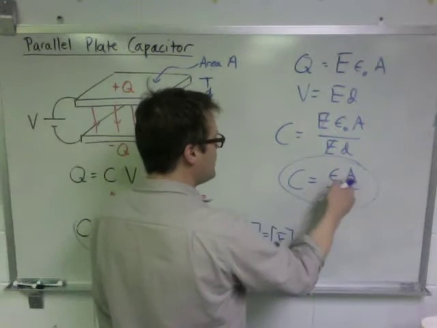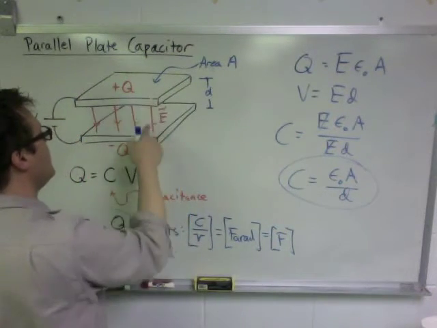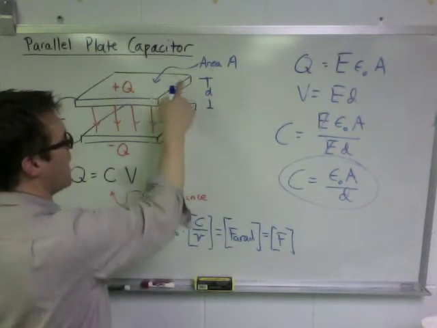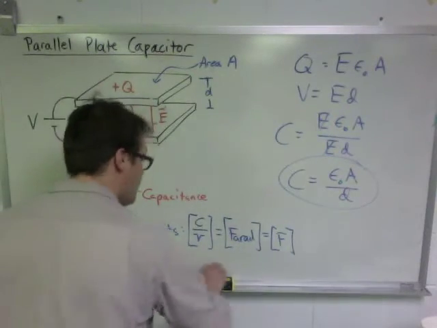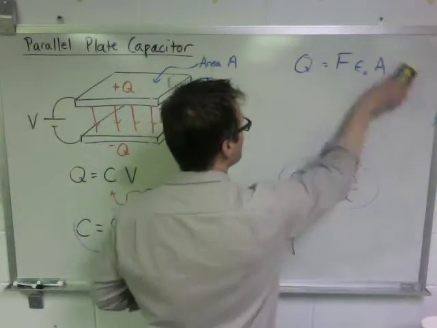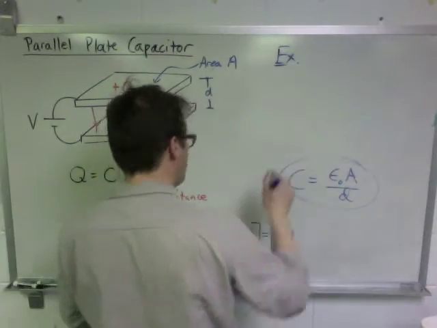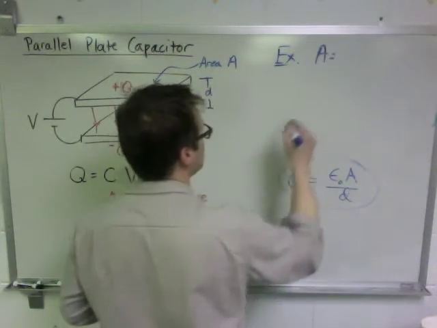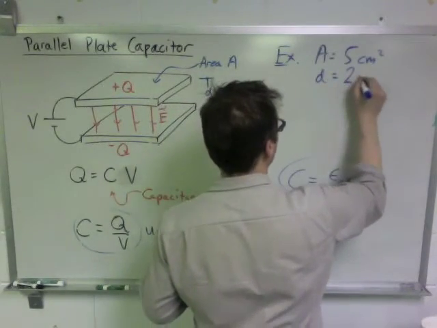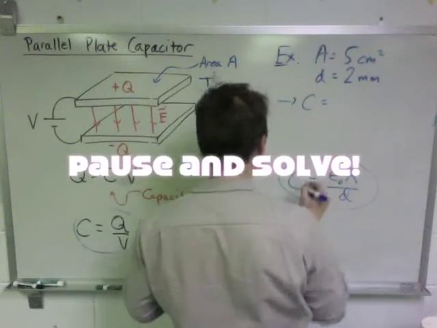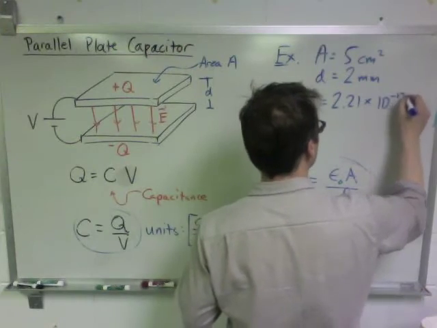But what you can see is that the capacitance really only depends on the physical properties of the device that I'm building, right? It depends on the area, it depends on the distance between the plates, and it depends on a fundamental physical constant. If I take just some typical values and plug them into this formula, for example, if I imagine that the area of my plates is about 5 square centimeters, and the distance between my plates is about 2 millimeters, you'll find that the capacitance winds up being about 2.21 times 10 to the minus 12 farads.